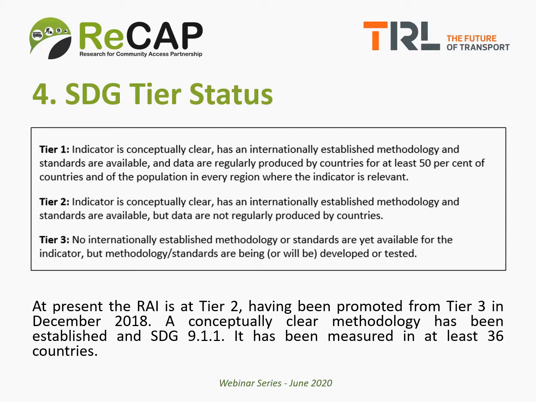One aim of TRL's current project is to help SDG 9.1.1 to reach Tier 1 by 2025. Raising awareness of the RAI and the supplemental guidelines are key tasks in achieving this goal. A policy guide and roadmap to reach Tier 1 have been produced under this project, and these are described more fully in Module 3.